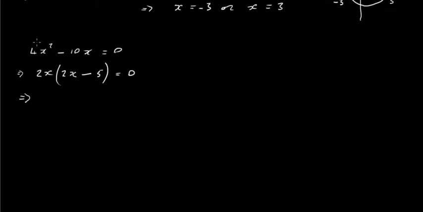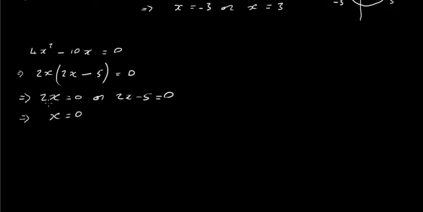So what I've done is taken the left-hand side here and factorized it using the common factor method. Now again I have this 2x multiplied by this 2x minus 5, and my answer is 0. So that means one of these two must be 0. In other words, 2x must be 0, or the 2x minus 5 must be 0. If 2x is equal to 0, then x must be 0.